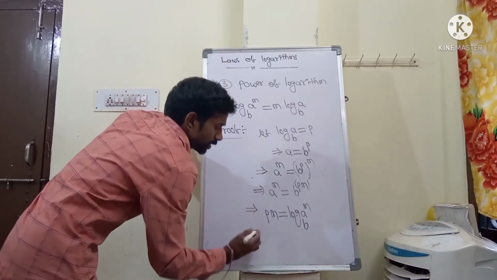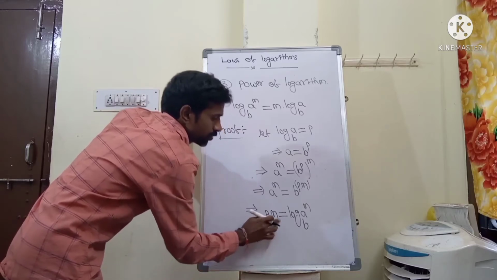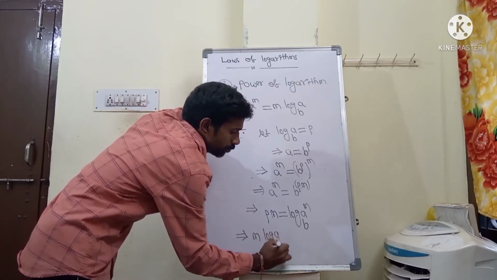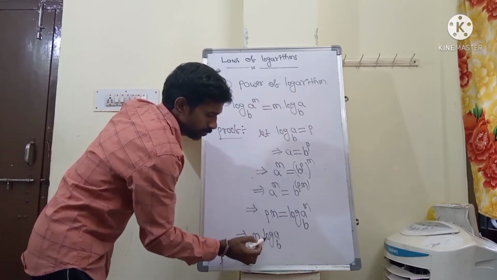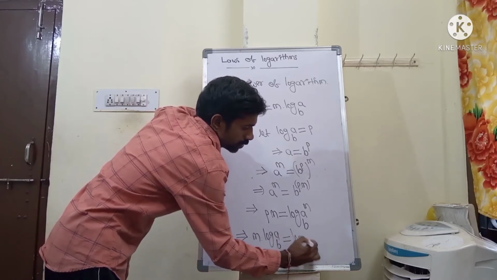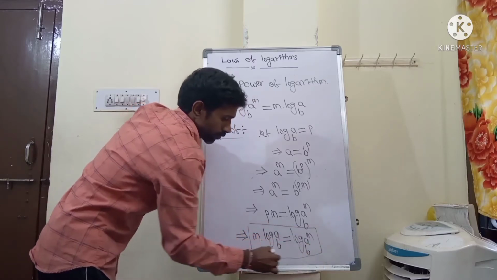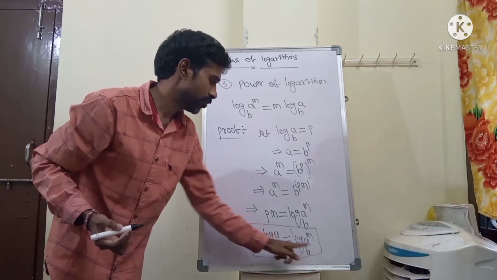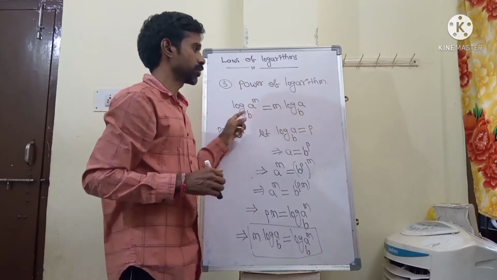So next, p is equal to log a to the base b. Here I am writing the p value, log a to the base b, into this m, equal to log a to the power of m base b. So it is proved. Log a to the power of m is m into log a with the base b. So it is the third rule, power of logarithm, and it is over.